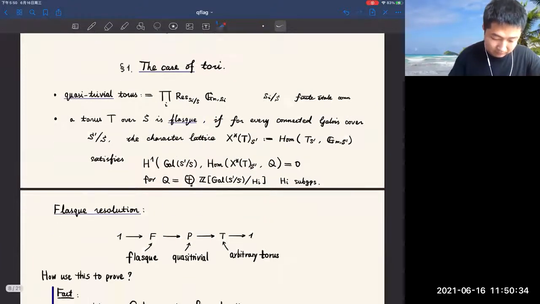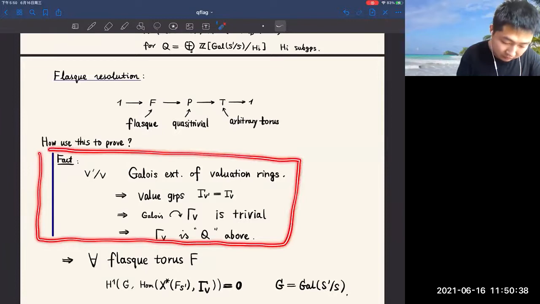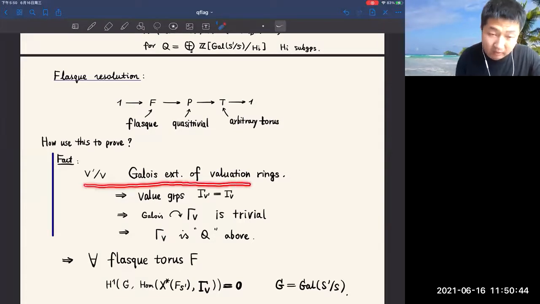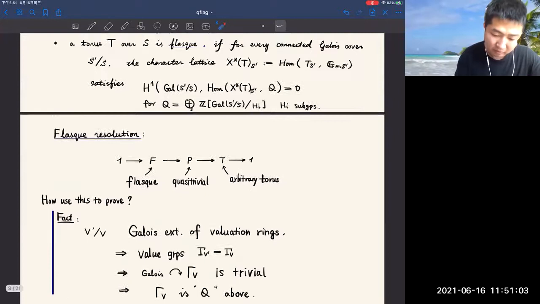In fact, we have the following basic fact. So here is the key point. For a Galois extension of valuation rings, we have this fact: they have the same value groups. So the Galois action on the value group is trivial. So we can view the value group as a Q above. So it's a special case of Q.